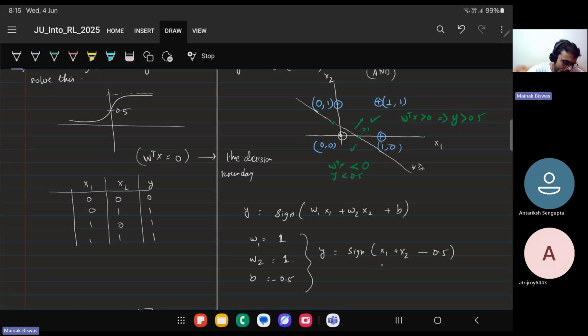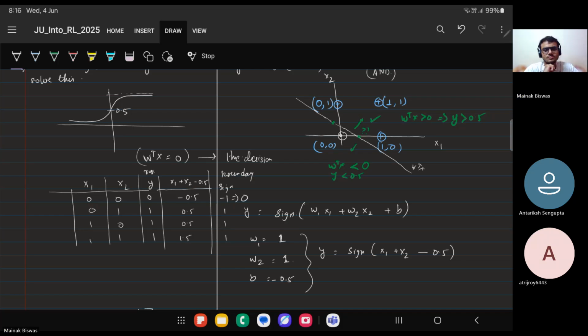So let us try and write down the values required. x1 plus x2 minus 0.5: this is minus 0.5, this is 0.5, this is 0.5, this is 1.5. Therefore, the sign operation gives minus 1, 1, 1, 1. That's all we wanted. So you can say minus 1 is class 0. No problem.